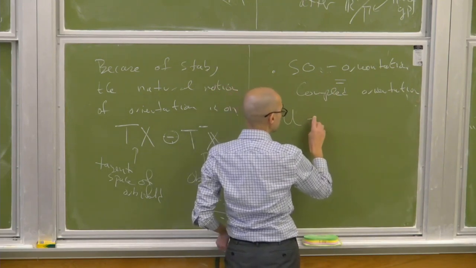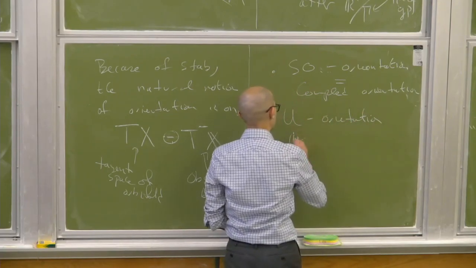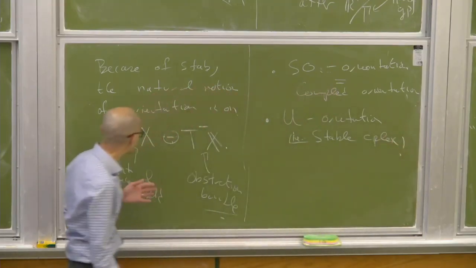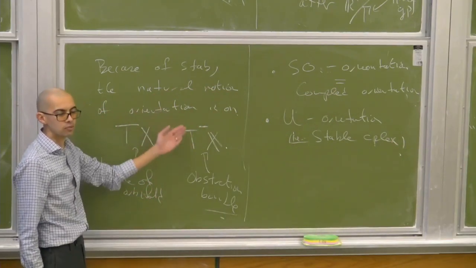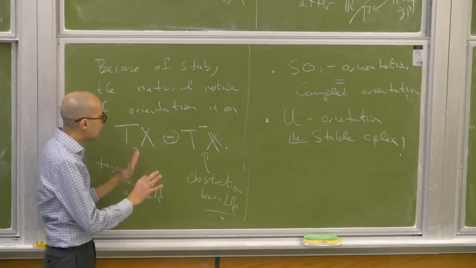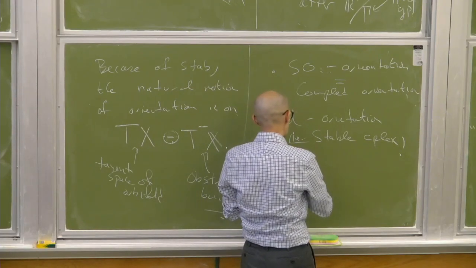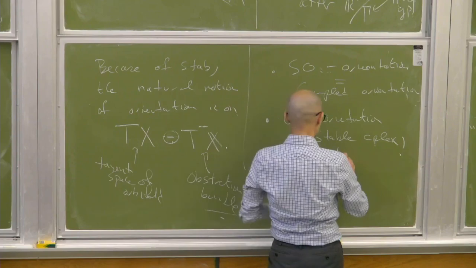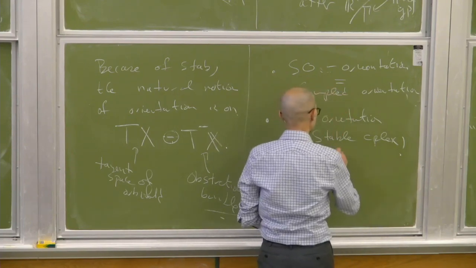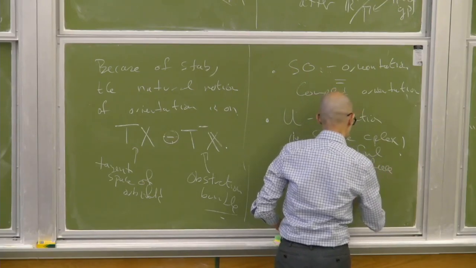U orientations would be complex structure, i.e. stable complex structure. Well, it just means that this formal difference has a stable complex structure. That's actually a delicate thing because there's a question of what you are allowed to stabilize by. So I'm just going to hide that under the box. So we have stable complex structure on the formal difference after stabilization.